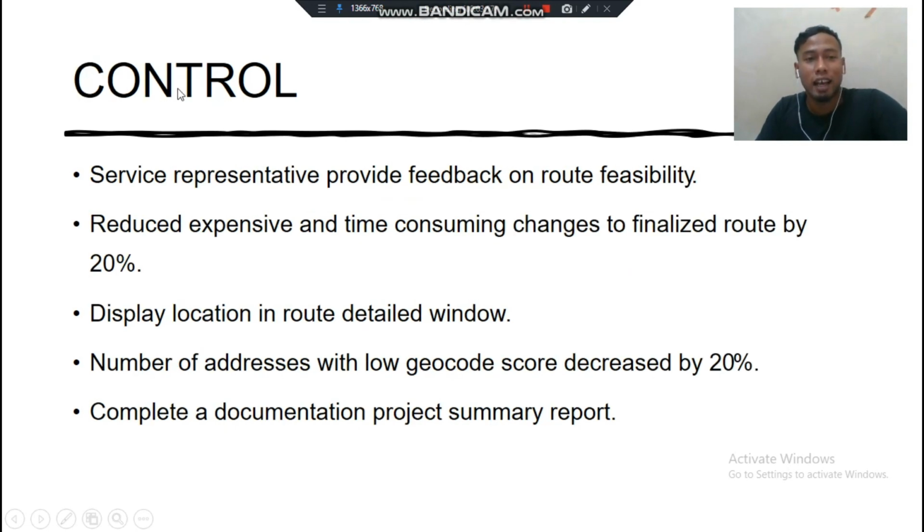Okay, this is the last phase. The service representative provides feedback on route feasibility. Reduce expensive and time-consuming changes to finalize the route by 20%. Display the location in the route detail window. The number of addresses with low geocode scores should decrease by 20%. Complete a documentation project summary report and then submit it to the company.